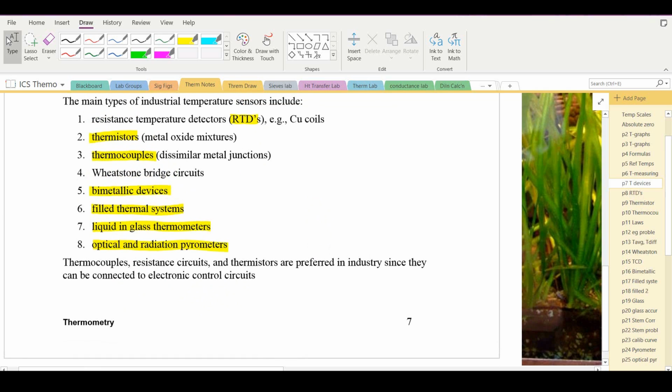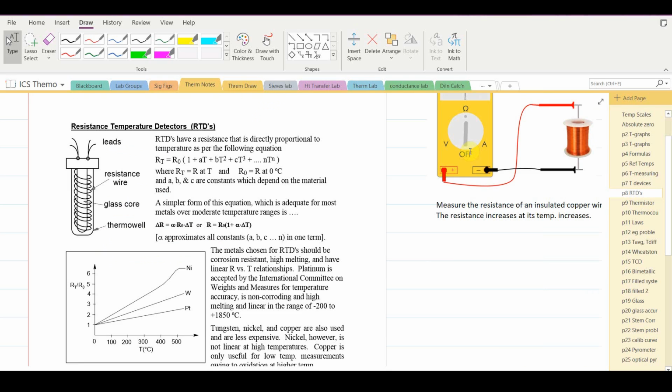And of these 8 types of temperature measuring devices, the first 3, thermocouples, RTDs, and thermistors, are preferred in industry because they can be connected to electronic control circuits. That is, they produce some sort of electrical measurement, and therefore they can be used not only to measure temperature but actually control temperature by the addition of steam or cooling liquids. So they're very important in industry.